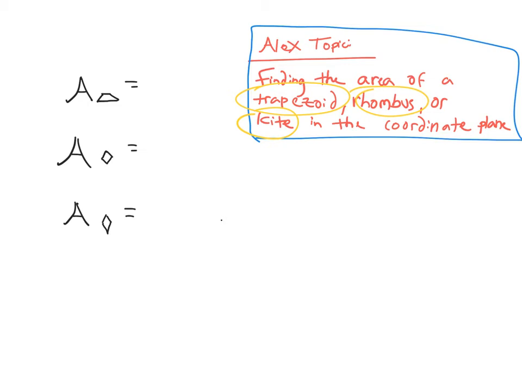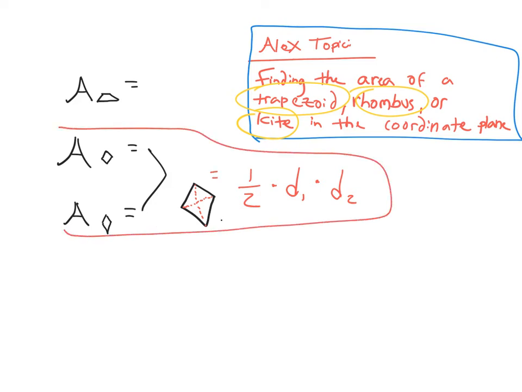Excellent. The key to this is that the rhombus and the kite are actually the same. We have the same formula for both, and that is if you have a distance 1 across this way, and distance 2 across this way, the formula is very simply 1/2 distance 1 multiplied by distance 2, and you could call that base times height, or whatever the 2 dimensions are. That is the area of both a kite or a rhombus.